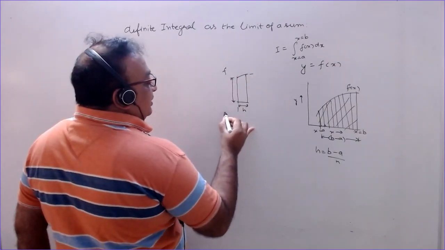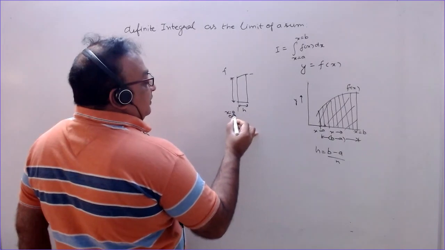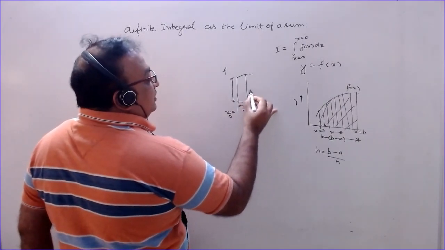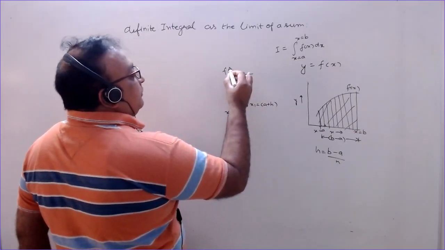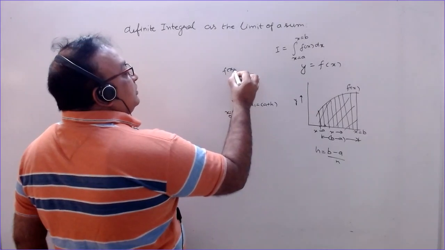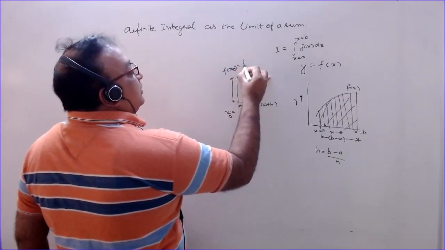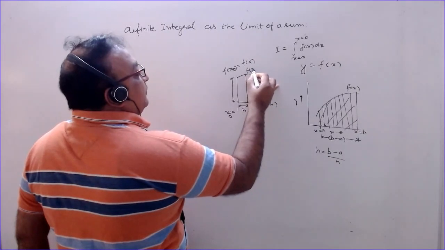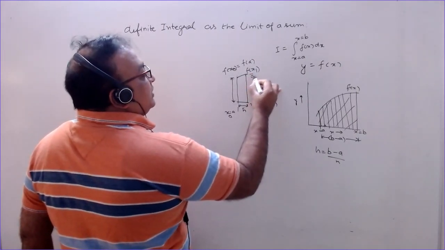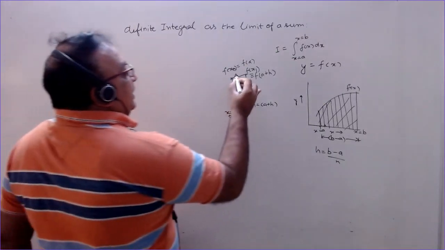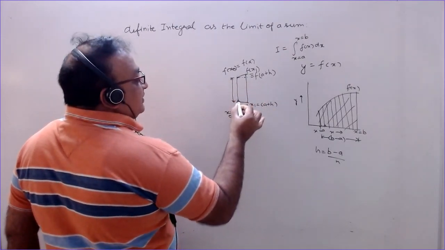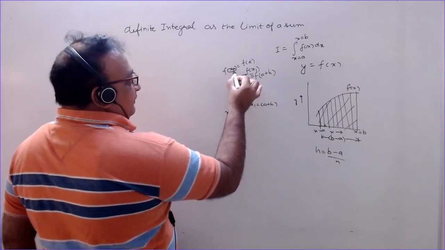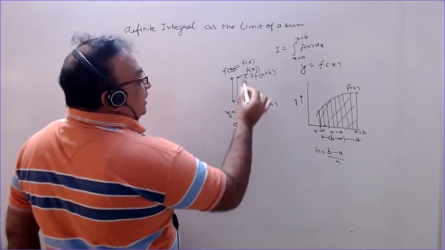Suppose this point is x0, which is equal to a, and this is h, so this is x1, which is equal to a plus h. So here the value of function is f(x0), and this is equal to f(a). Here it is f(x1). So if you find this area, this is given by this height, which is equal to f(x0). So dA is the area of such a strip.